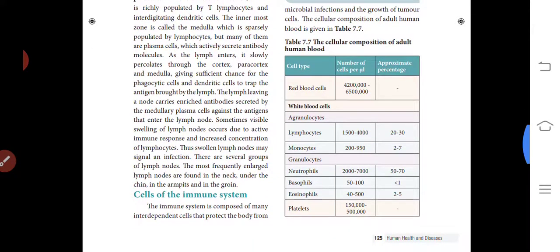There are several groups of lymph nodes. The most frequently enlarged lymph nodes are found in the neck, under the chin, the armpits and the groin.